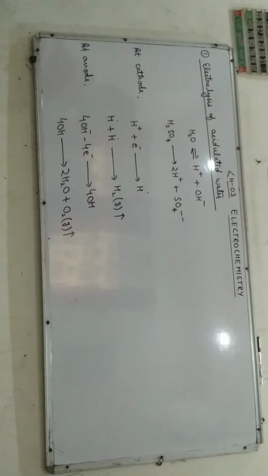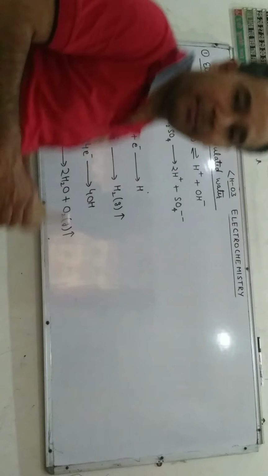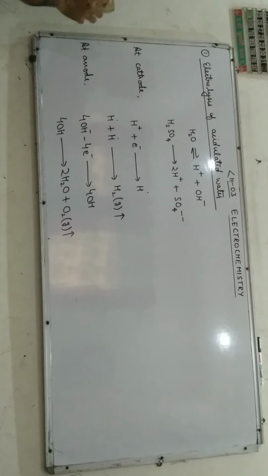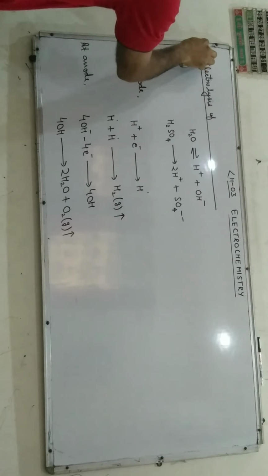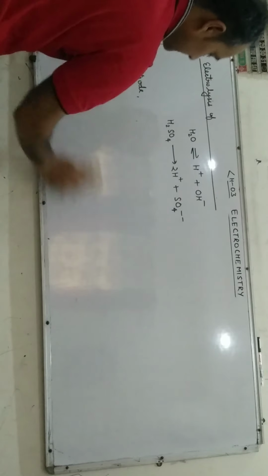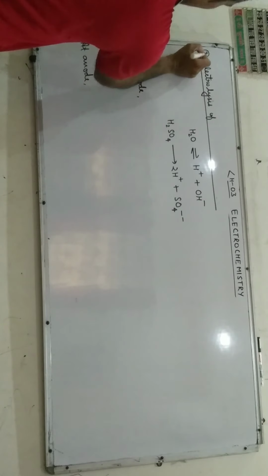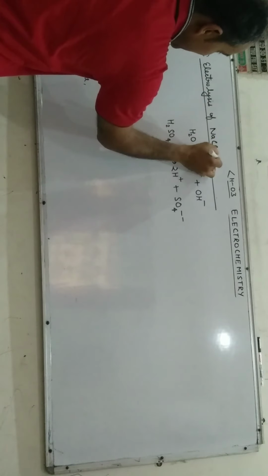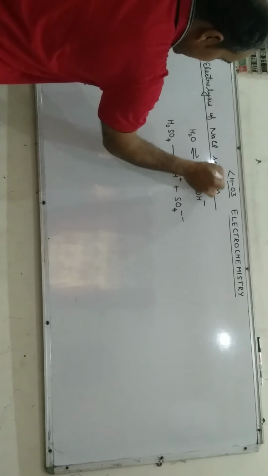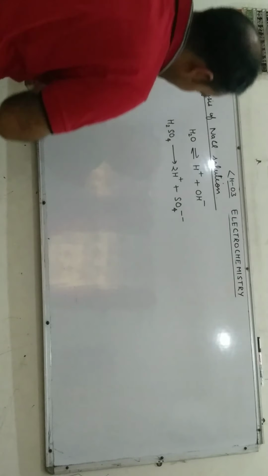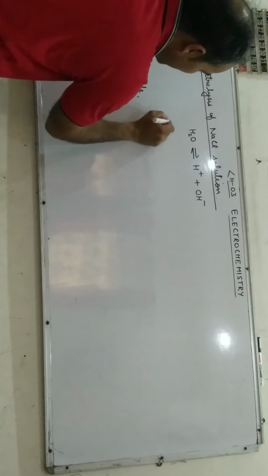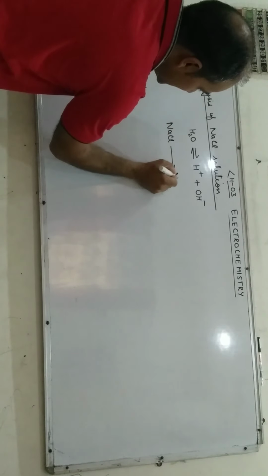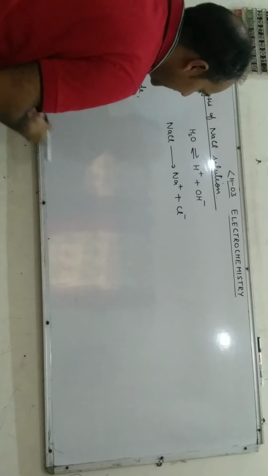Now let us consider the second example, electrolysis of NaCl solution. Here students, H2O ionizes as H positive plus OH negative and NaCl ionizes as Na positive plus Cl negative.